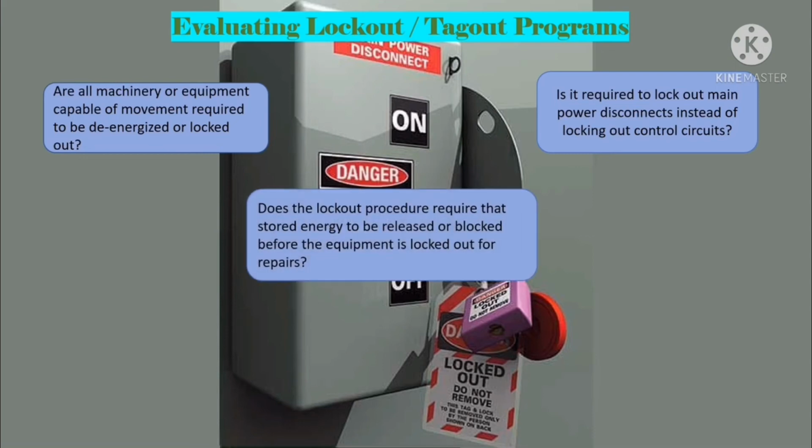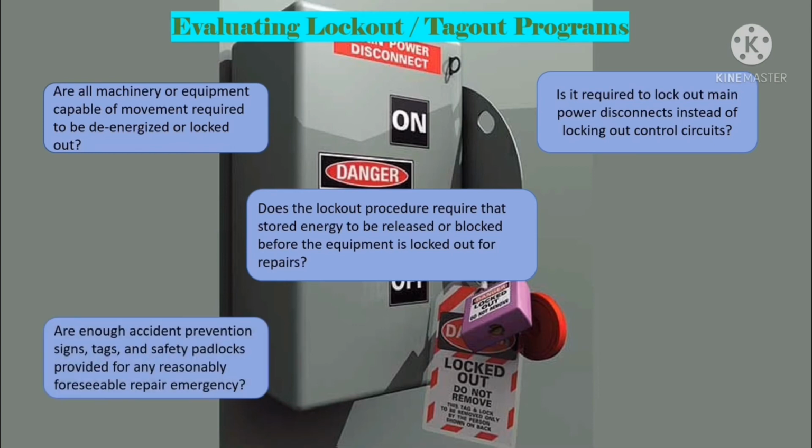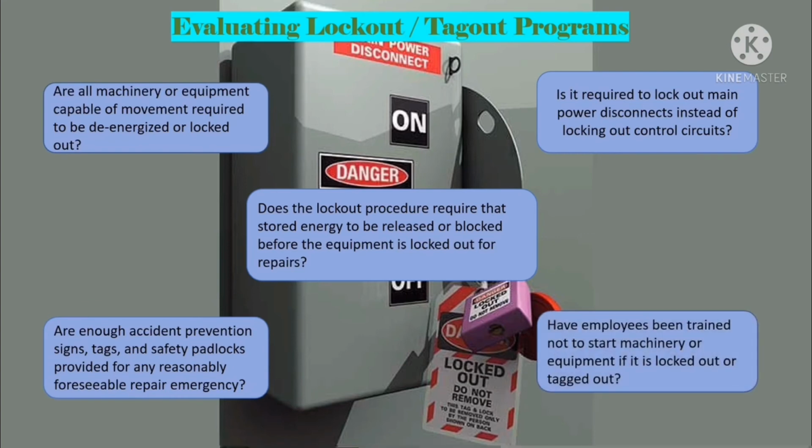Third, does the lockout procedure require the stored energy, whether it is mechanical, hydraulic, or air, to be released or blocked before the equipment is locked out for repairs? Fourth, are enough accident prevention signs, tags, and safety padlocks provided for any reasonably foreseeable repair emergency? Fifth, have employees been trained not to start machinery or equipment if it is locked out or tagged out?